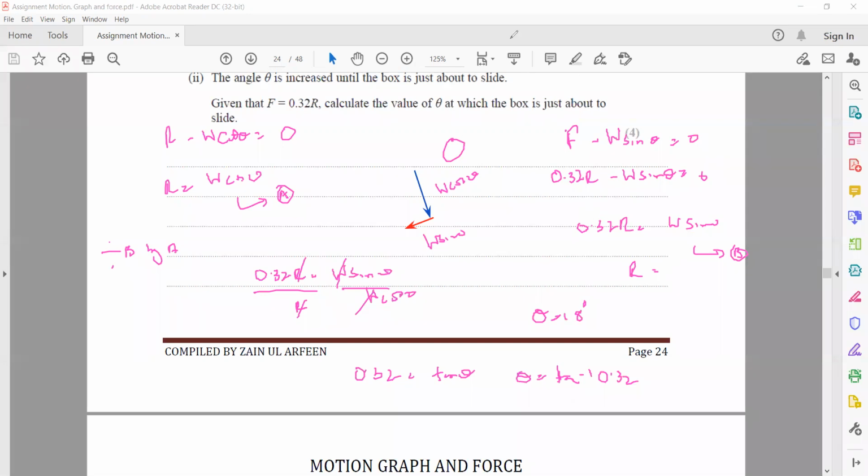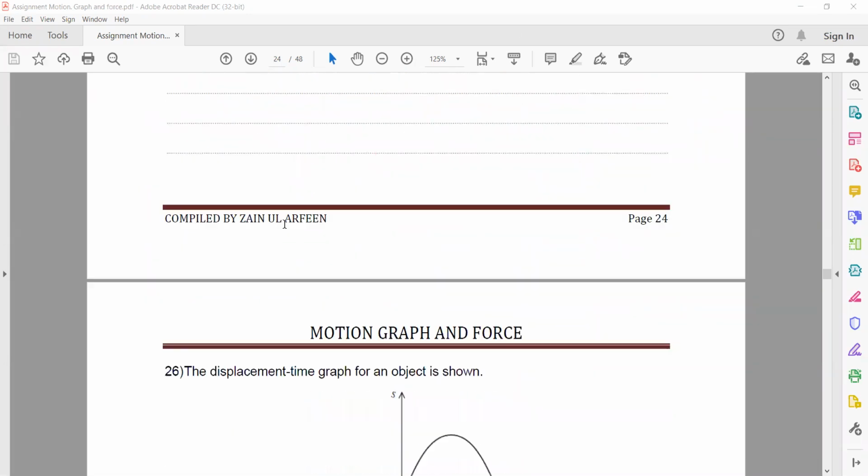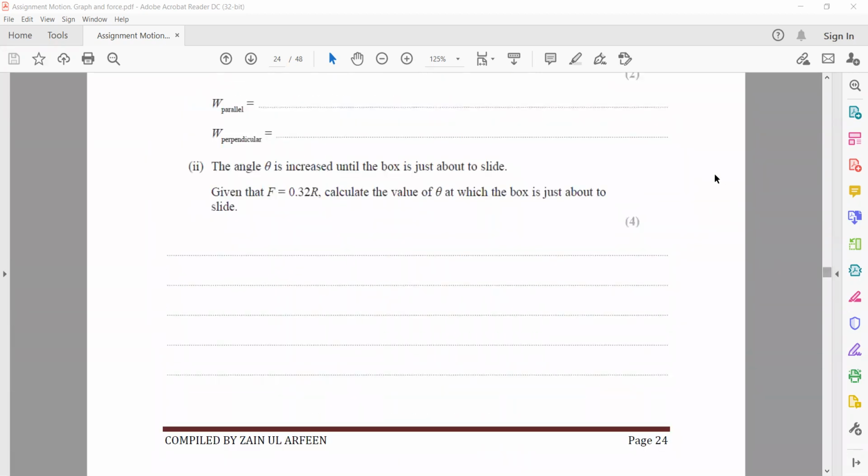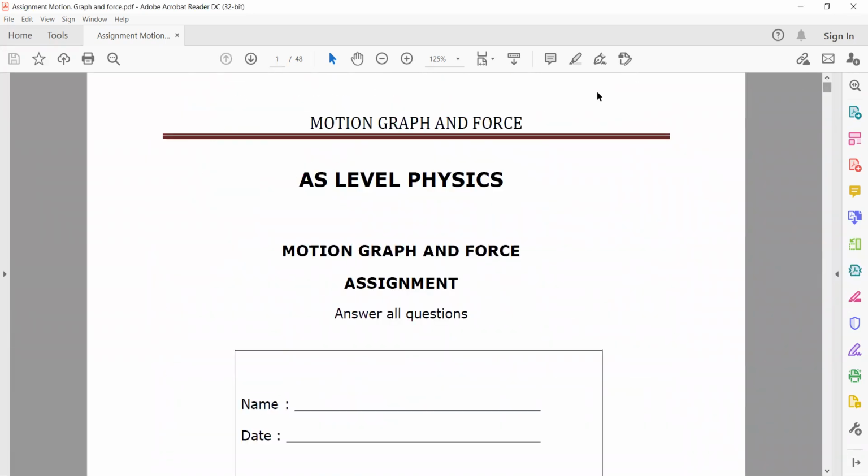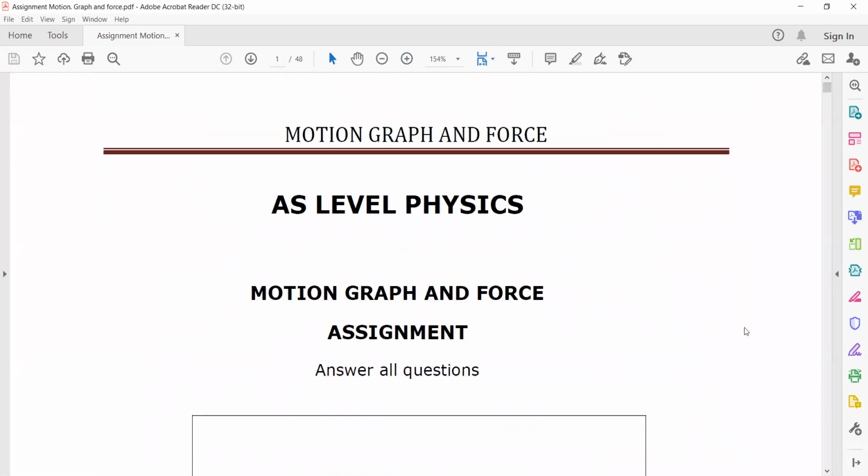Is it clear? Discussion. So this was an assignment related to motion, graphs, and forces. Any question related to the session today?